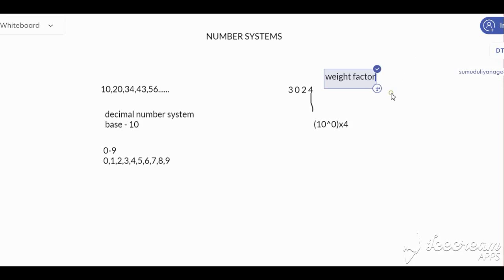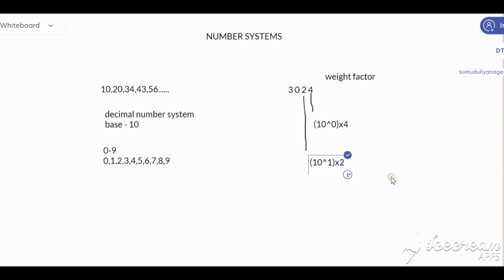You can also write the position value of this 2. The position of this 2 is 1, so it is 10 to the power 1, multiplied by the value, which here is 2, right?